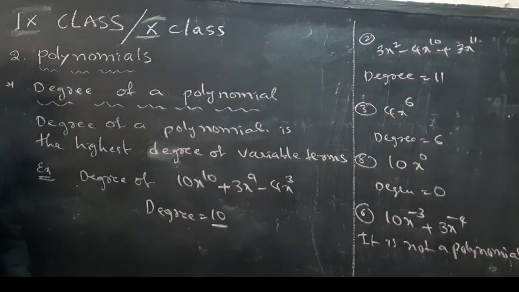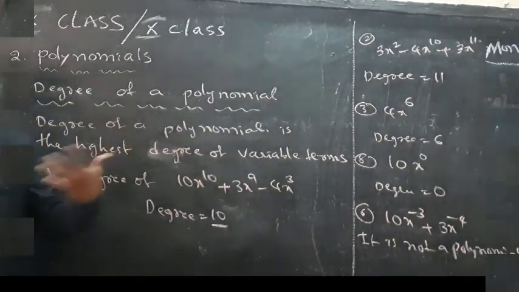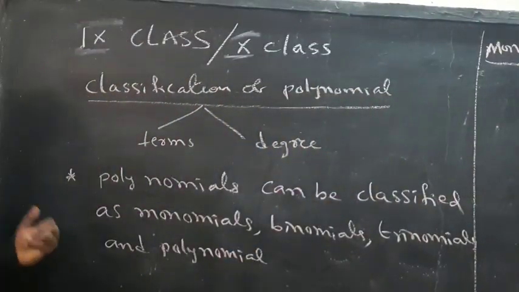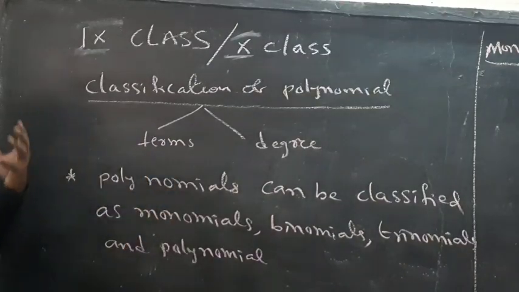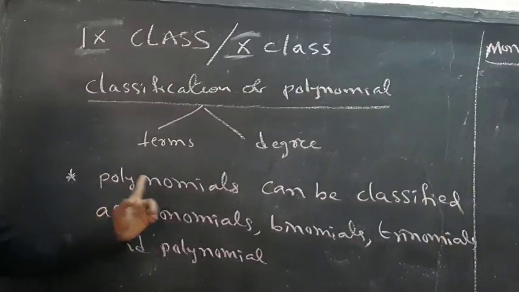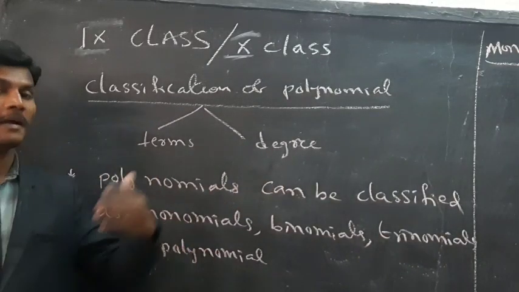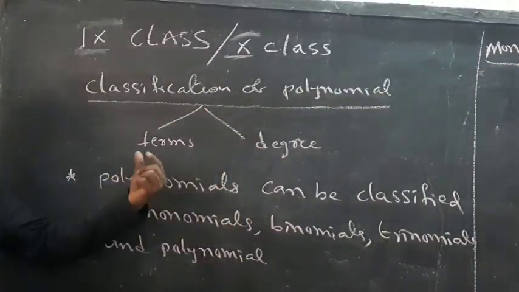So, what is the meaning of degree? The highest power of the variable is called the degree of the polynomial. Now, classifications of polynomials. Polynomials are classified in two ways, according to terms and according to degree. According to terms, polynomials can be classified as monomials, binomials, trinomials and polynomials.